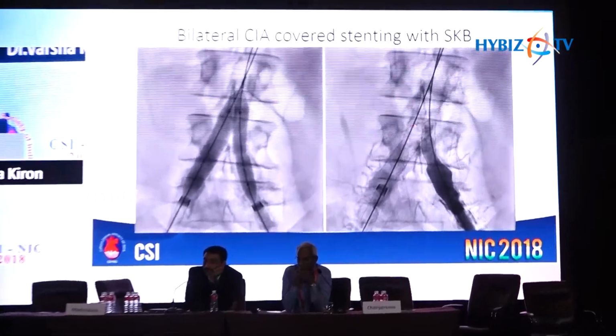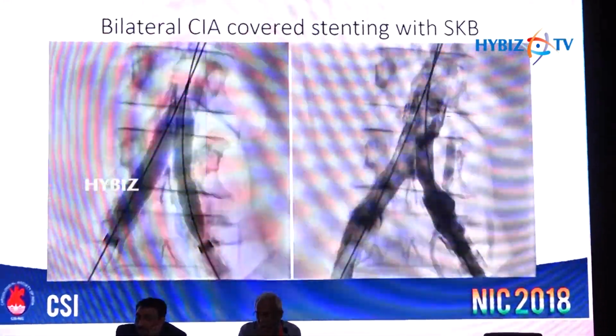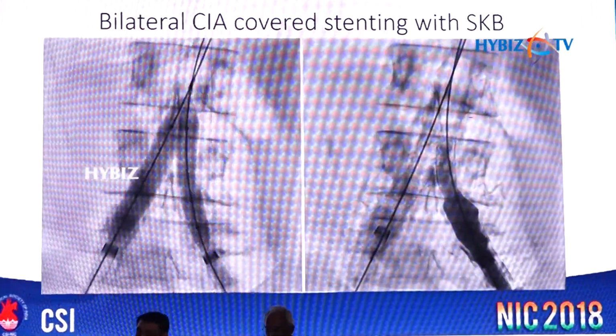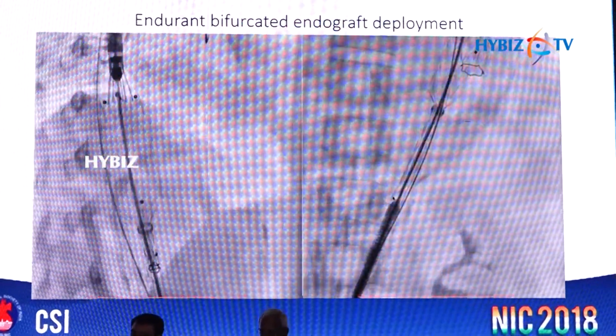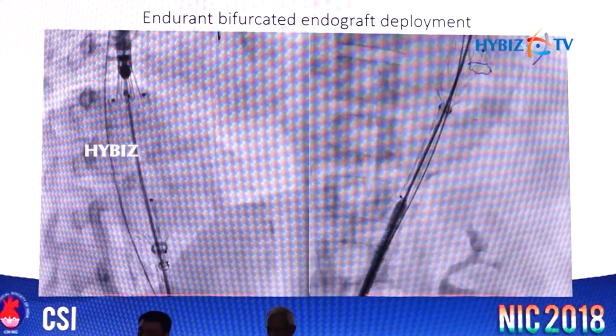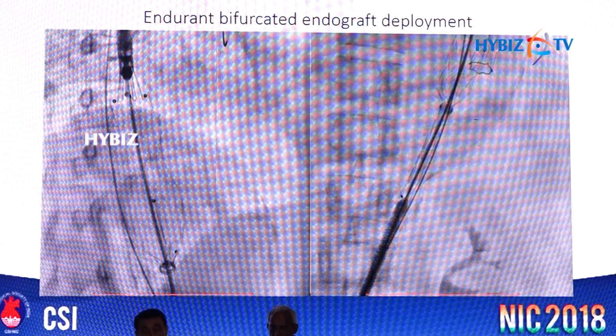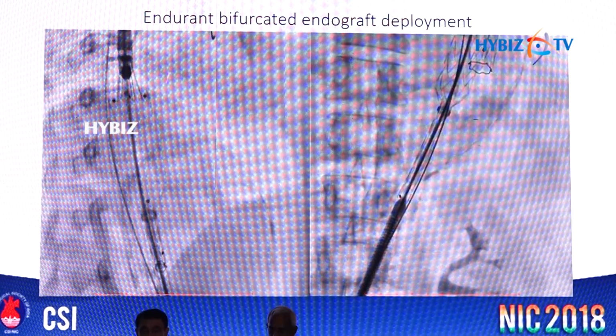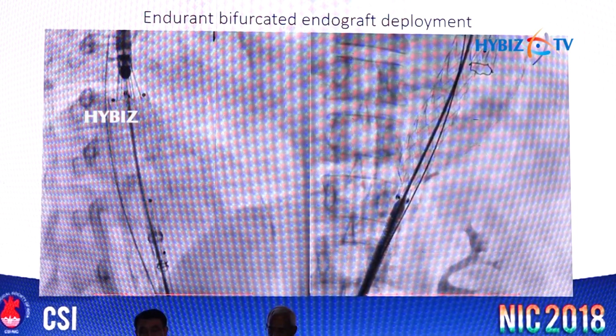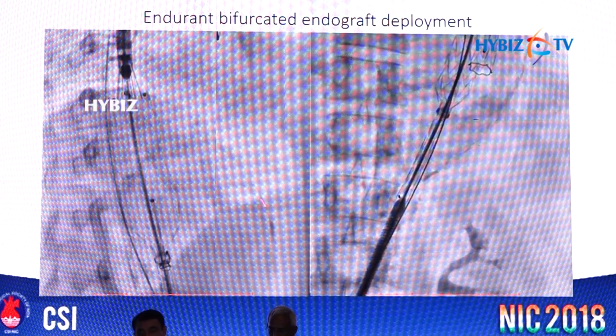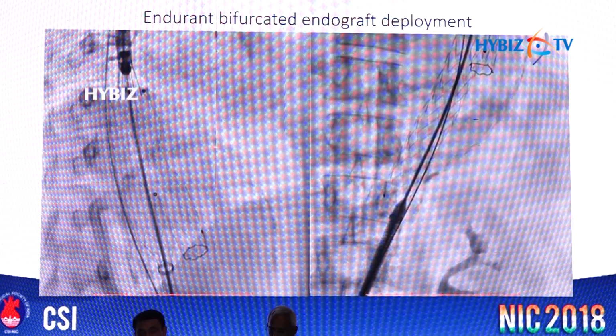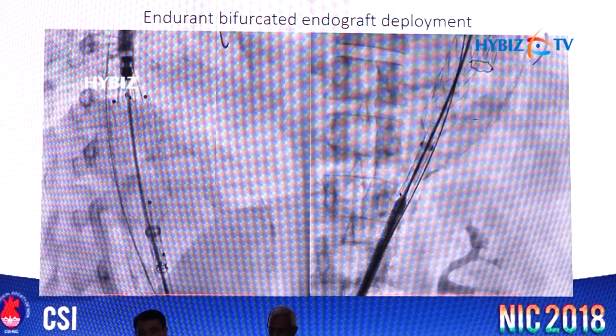So we used a 10 mm balloon and an 8 mm balloon on the left side, and simultaneous high pressure dilatation was done. And this was the deployment of the Endurant bifurcated endograft, and the upper margin was in the normal segment marked fluoroscopically, and you could also see the aneurysm calcification here. So we ended well above the aneurysm to ascertain adequate proximal seal.